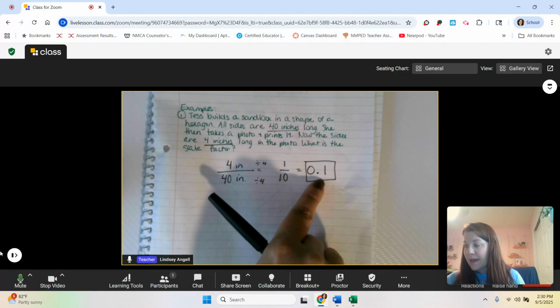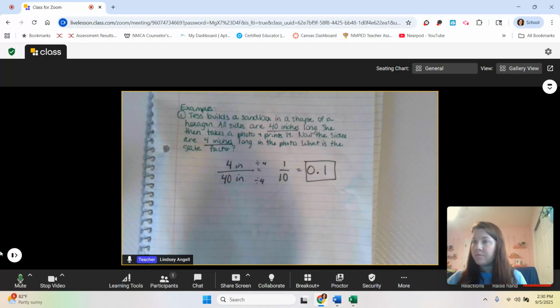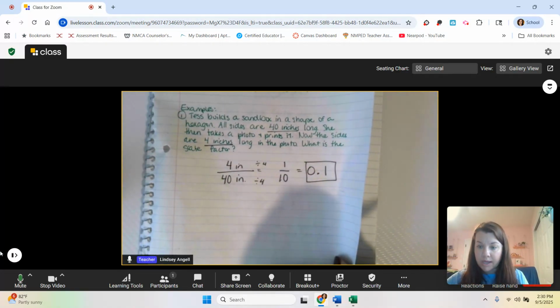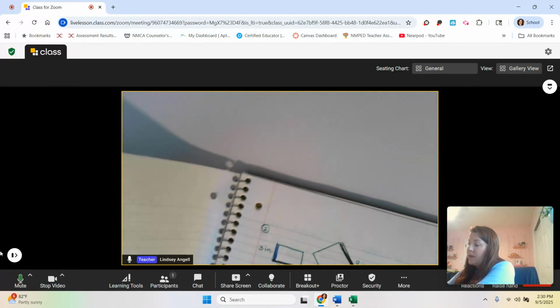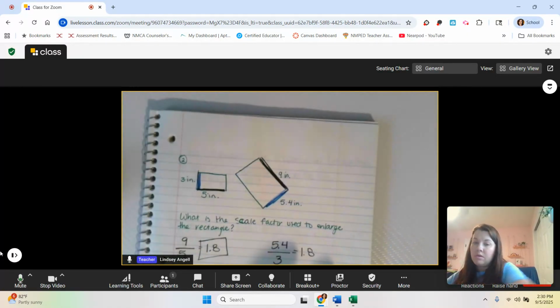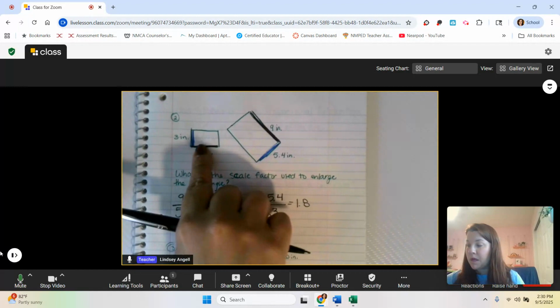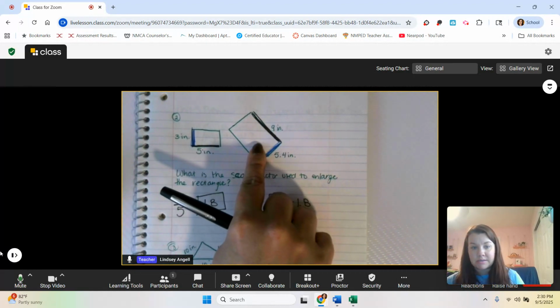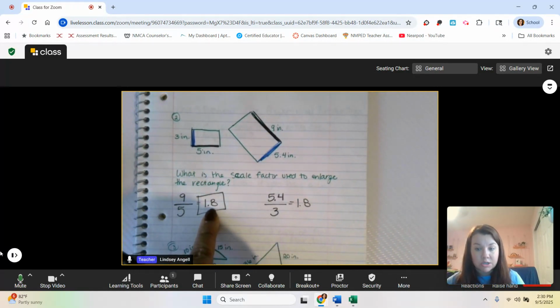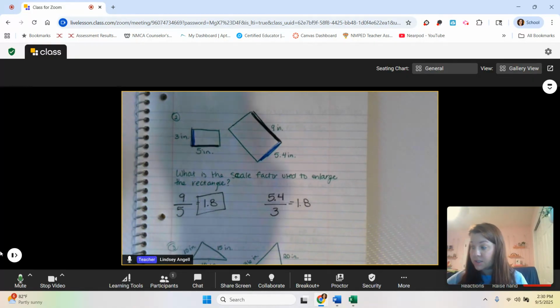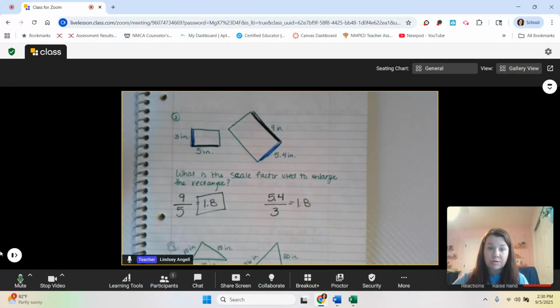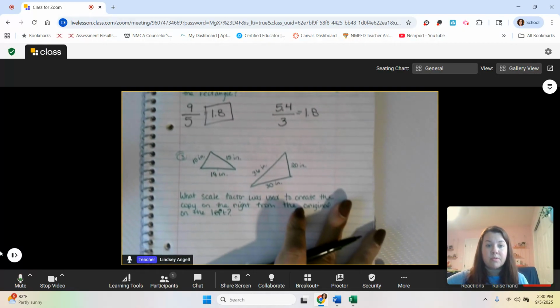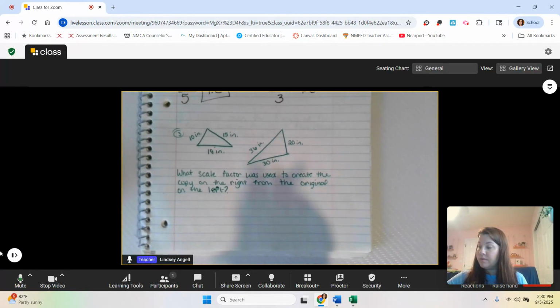So when you go from a larger size to a smaller size, your scale factor is less than 1. When you go from a smaller size to a larger size, your scale factor will be larger than 1. Okay? And that's on your test too. So that's an important thing to remember. All right, let's try another one.